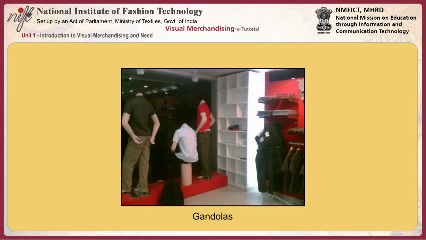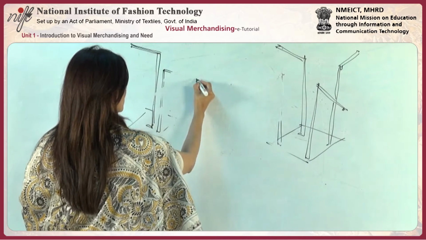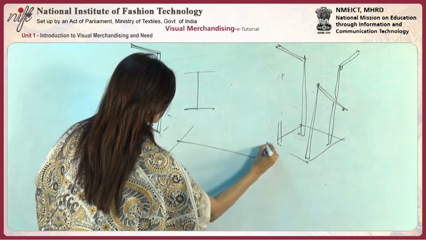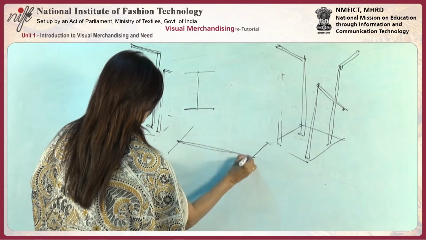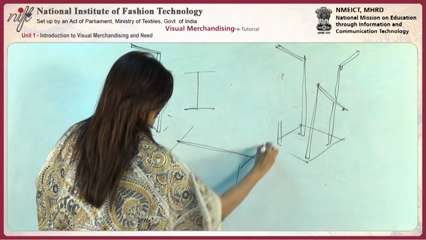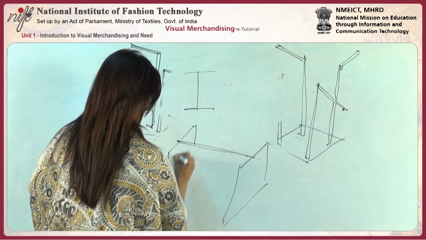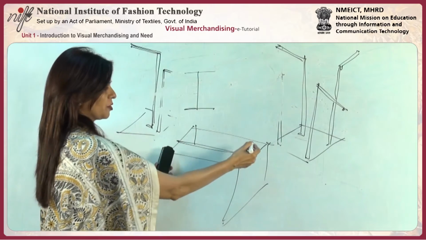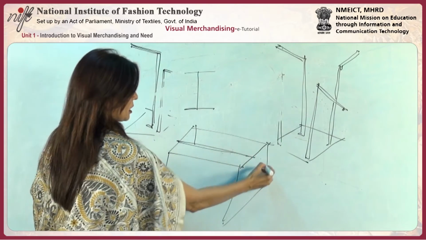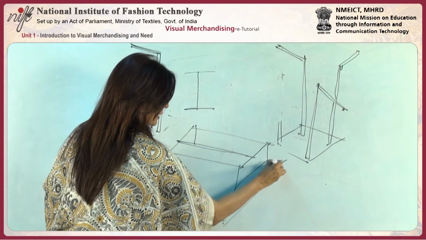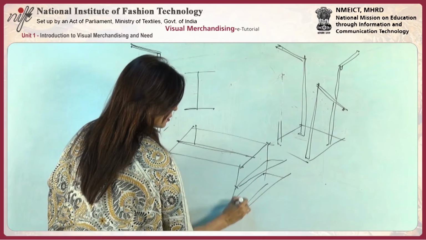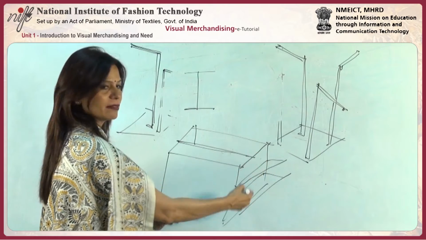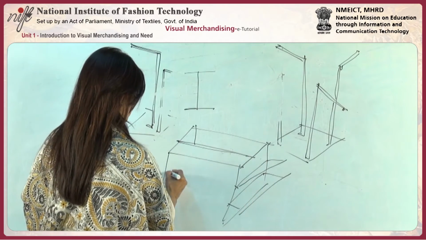The next type is the gondolas. Gondolas are like the Roman letter I. So if the Roman letter I is like this, the gondola is figuratively this. You would have the top surface where one could keep things, and also the end caps where one could keep things. Sometimes the end caps may be there, sometimes it may not be there.